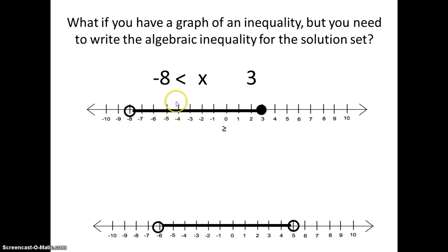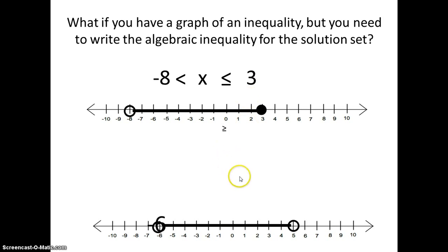So we're going to put -8 is less than x. And that satisfies this portion. Now, x has some relationship to 3, and if we look at the 3, it could be equal to 3, and it's also less than 3. So we're going to put the symbol for x is less than or equal to 3. And we have constructed our algebraic inequality.